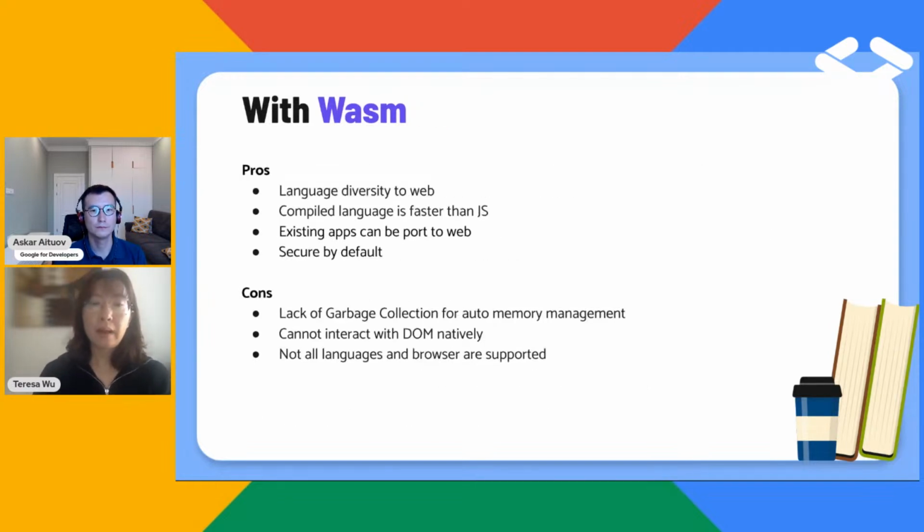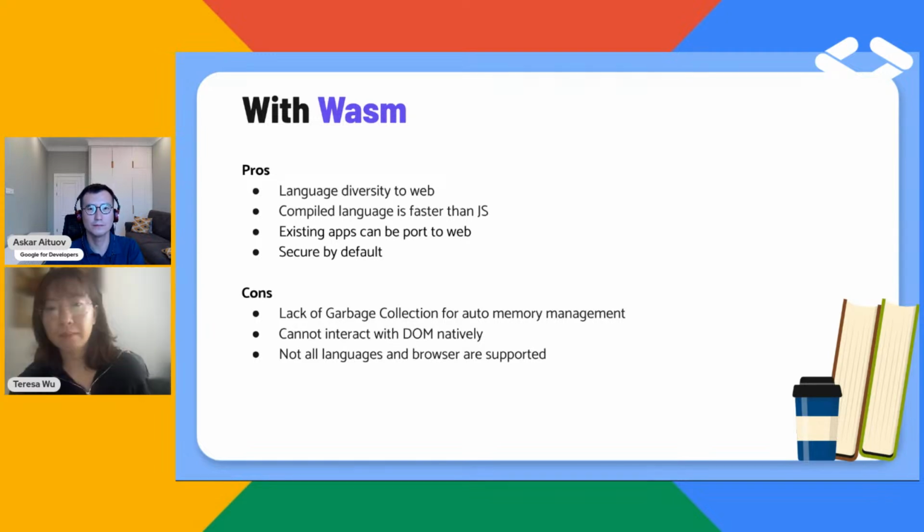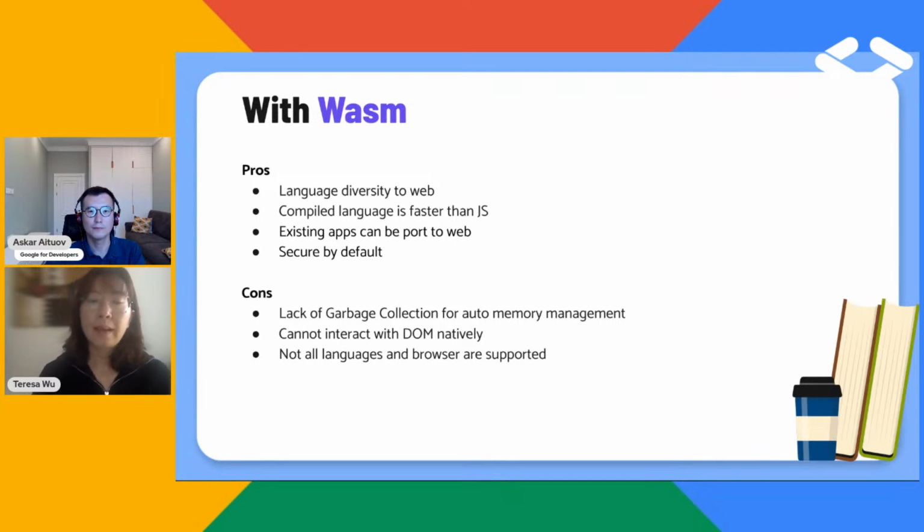A bit more on the comparison for WebAssembly. It gives you more language diversity to web. So with WebAssembly, to build a web application, you have choices of language other than JavaScript. You can use, for example, Go, C, C++, and Flutter. And you can also use your current existing application, which is written in a different language, and port it to web as a service, and it's secure by default.